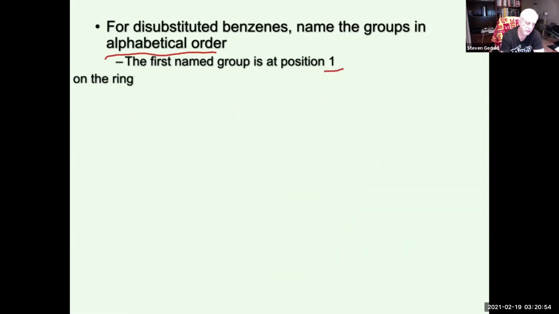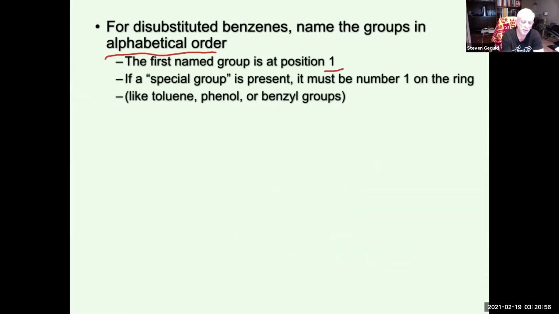When you have two substitutions, you name the groups in alphabetical order. Okay, just like the same nomenclature that we've been doing. So the first group is named at position number 1. If there's a special group, it must be number 1 on the ring, like toluene, phenols, or benzyl groups. Those are special groups you can add to a benzene ring. I'll show you exactly what those are.